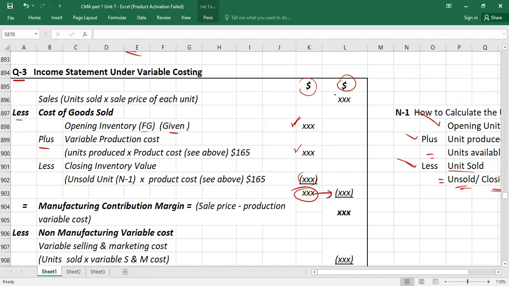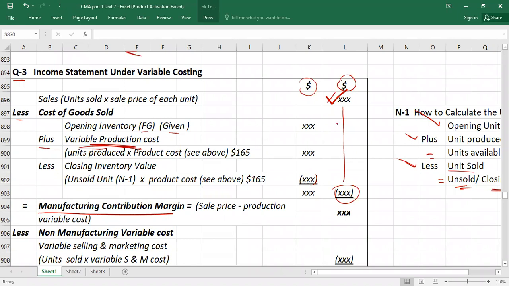Understood? Now we have taken which value here? Sales. From there you have deducted which value? Cost of goods sold. And in this cost of goods sold, you will agree with me, we have included only production cost. So once I take sales less cost of goods sold, this is called manufacturing contribution margin. Understood? Don't say contribution margin. We will say manufacturing contribution margin.